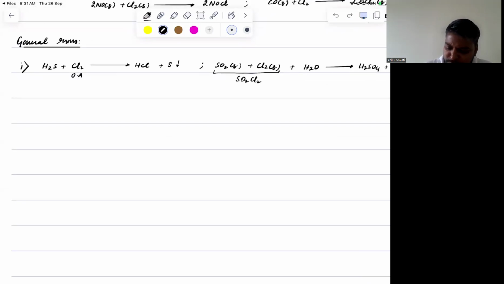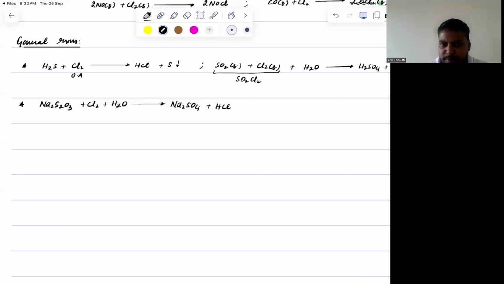Next reaction, if you notice, it is Na2S2O3, thiosulfate, when you treat with Cl2 and H2O. Thiosulfate when you treat with Cl2, it will become Na2SO4 plus HCl. Okay, Na2SO4 plus HCl. Got it? But here is a catch.